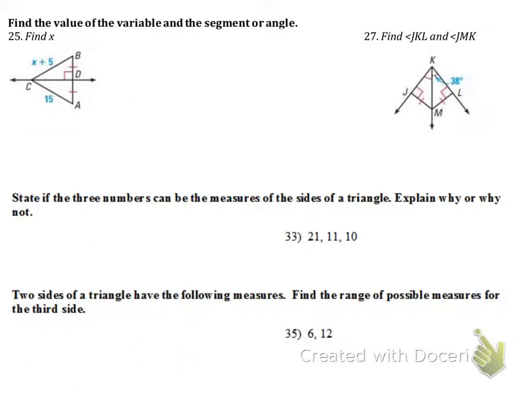All right, find the value of the variable and the segment or angle. So we're looking for x here. And just x, I guess. Okay, so this is equal, right? This side right here is equal to that side. All you'd really have to do is know that this side is then equal to this side. So I would do x plus 5 is equal to 15. I would minus 5 on each side. So then x is going to be equal to 10.